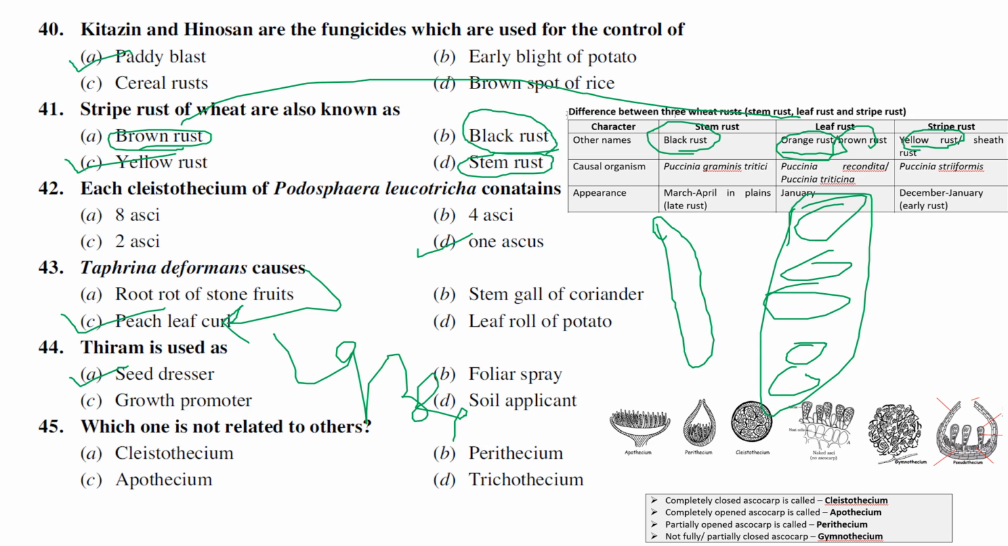Which one is not related to the others? Cleistothecium, perithecium, apothecium, and trichothecium. Here cleistothecium, perithecium, and apothecium are the sexual fruiting bodies, but trichothecium is not a sexual fruiting body. Tricho means hair generally. Cleistothecium is a completely closed ascocarp, apothecium is a completely opened ascocarp, and perithecium is a partially opened ascocarp with an opening called an ostiole. Naked means there is no ascocarp. So the one not related is trichothecium only.